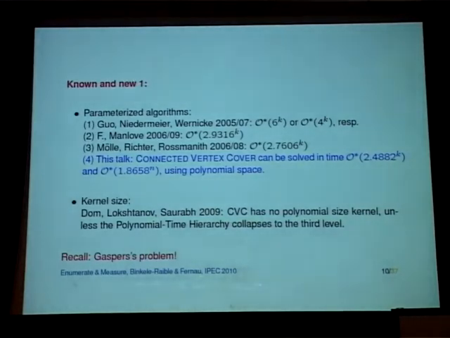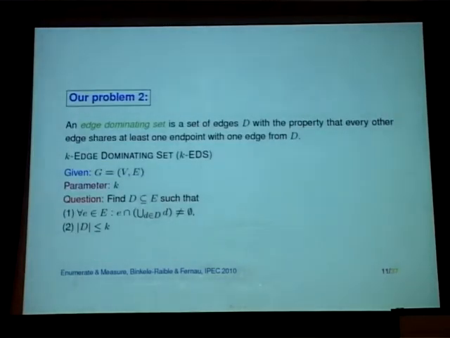According to kernel sizes, Dom, Lokshtanov, and Saurabh had an ICALP paper last year where they showed that, amongst other problems, CVC doesn't admit a polynomial-sized kernel unless something bad happens. So, in a sense, since we apply measure and conquer techniques here, this is one of the answers to Serge's problem, and similar things with the next problem.